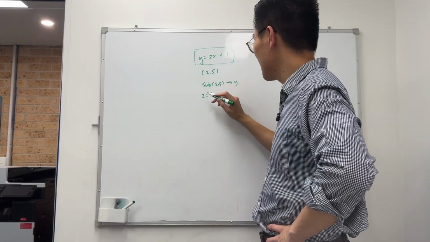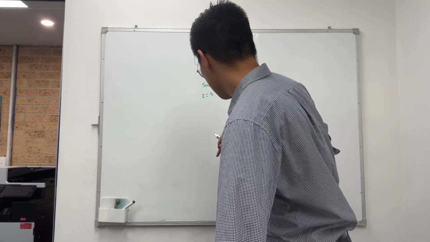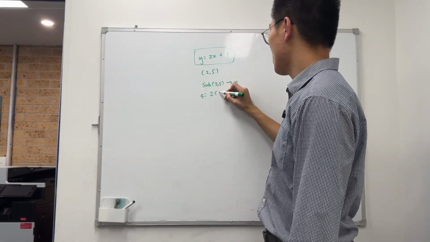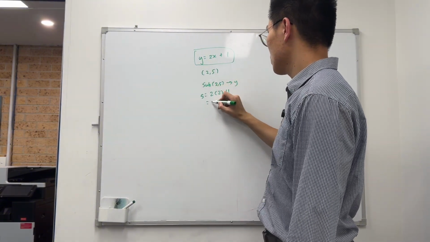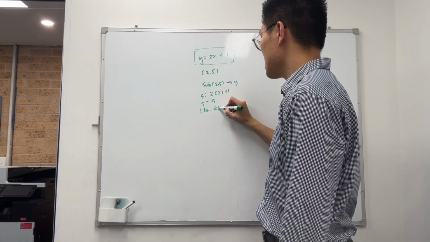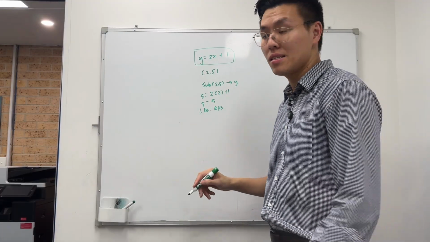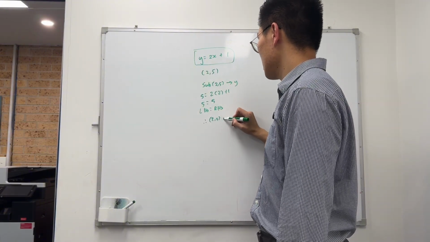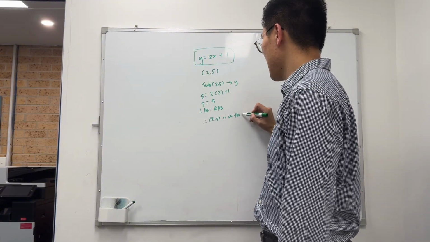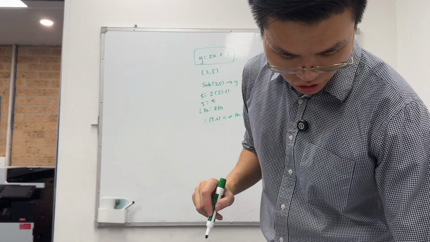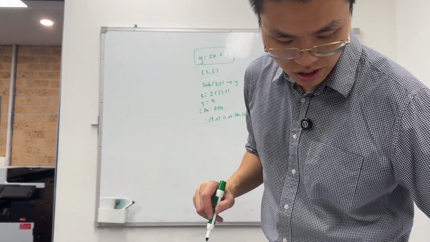Wait, isn't it correct? Oh, no. 5 is equal to 2 bracket 2 plus 1, which is equal to 5. 5 equals 5, left-hand side equals right-hand side. The equation is balanced, therefore it does satisfy it. So therefore 2, 5 is on the line. Cool? All right, let's get on to the teacher's examples.